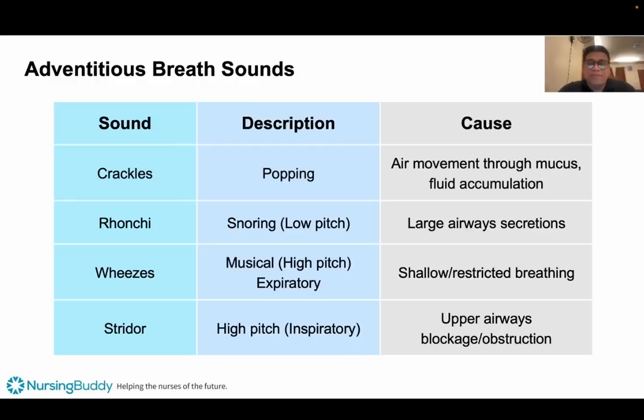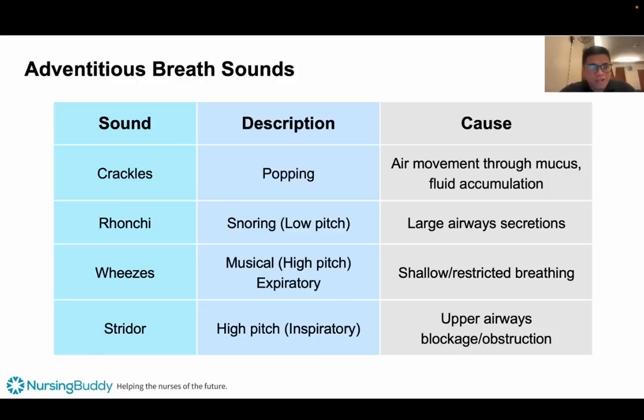Okay, so now let's discuss your adventitious breath sounds. So when we say adventitious breath sounds, again, they are your abnormal breath sounds. So I have listed again four commonly asked adventitious breath sounds in your exam. So first, we have crackles. When we say crackles, that's actually popping. Okay, it's like listening to a bonfire where there is popping when the wood is being burned. So what are the causes of your crackles? Air movement through mucus, fluid accumulation.